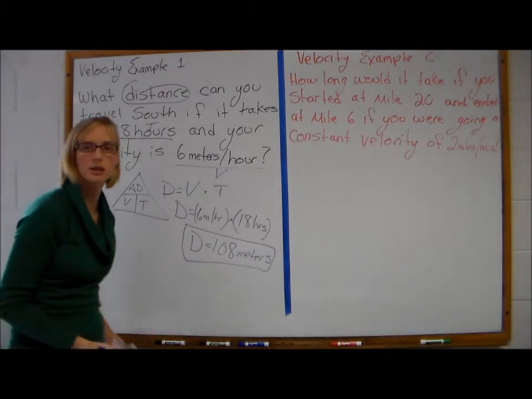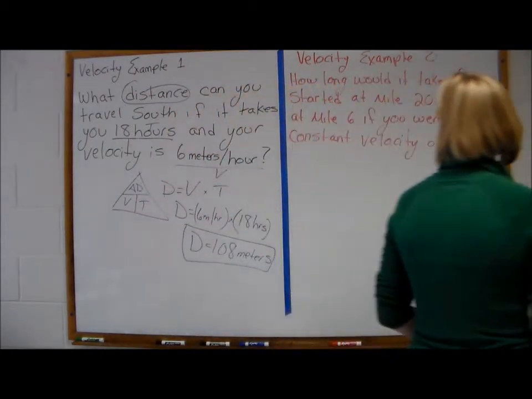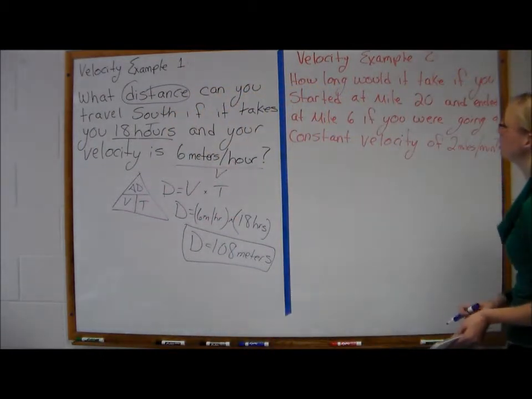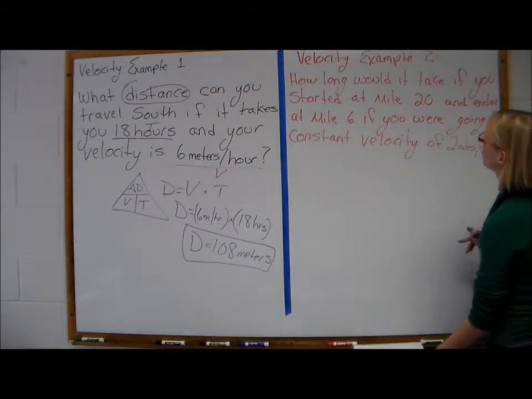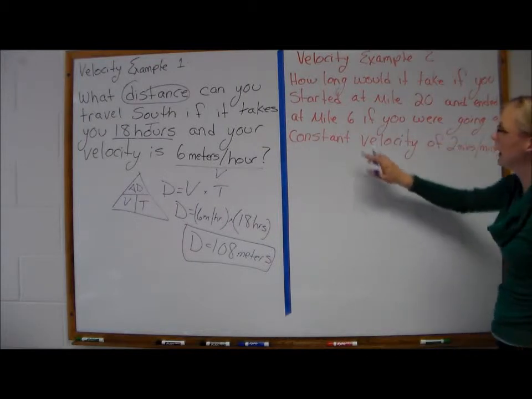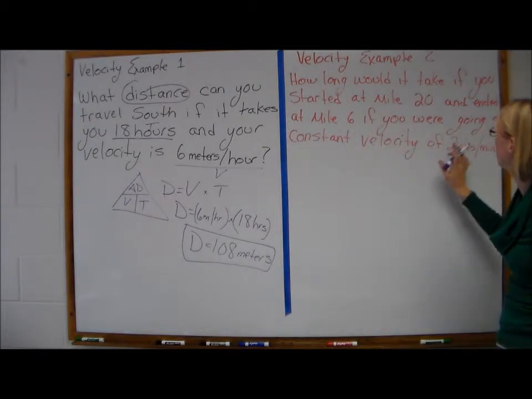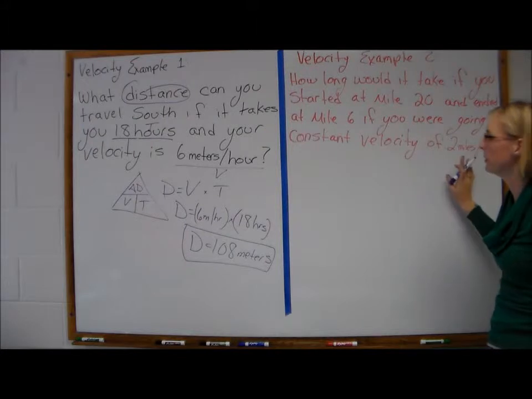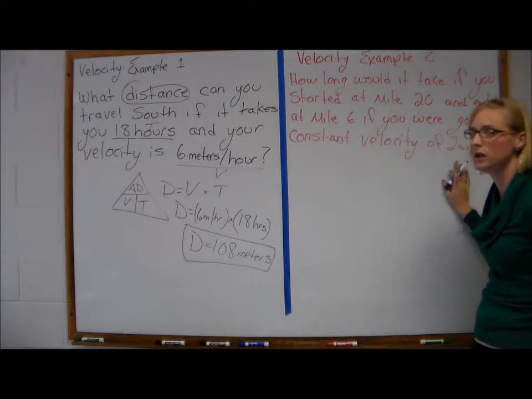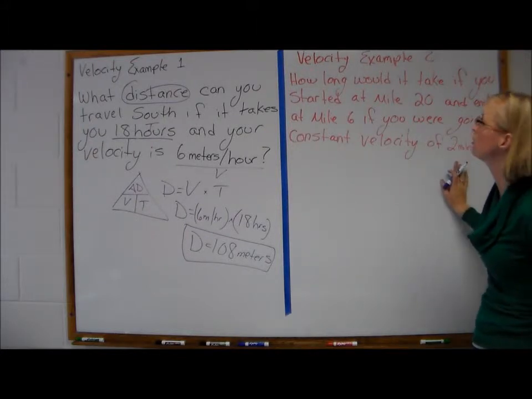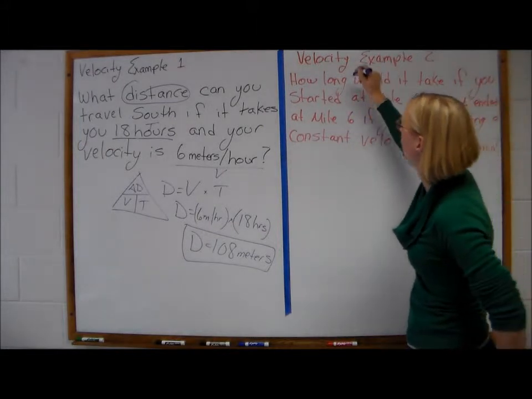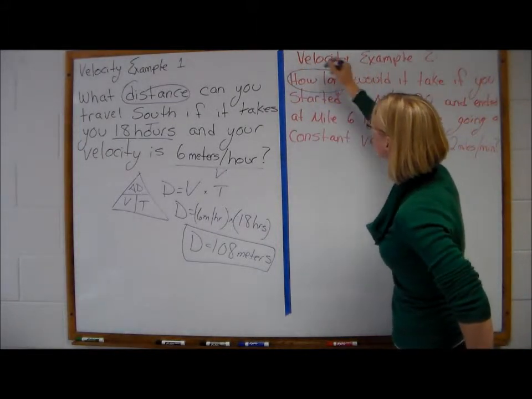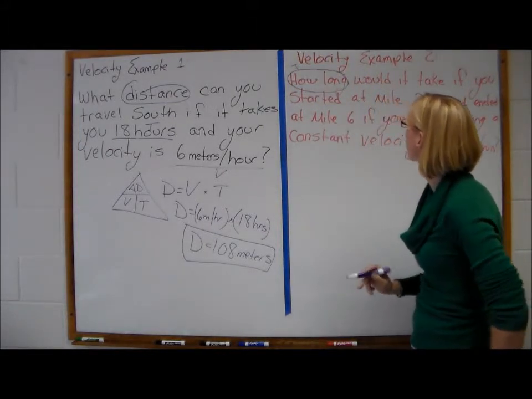Moving on to velocity example number 2. How long would it take if you started at mile 20, ended at mile 6, if you're going at constant velocity of 2 miles per minute? First, underline what we know. Well, we want to know how long. So we're looking for our time.